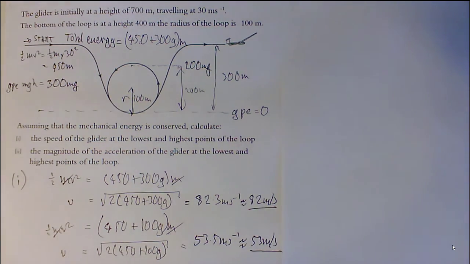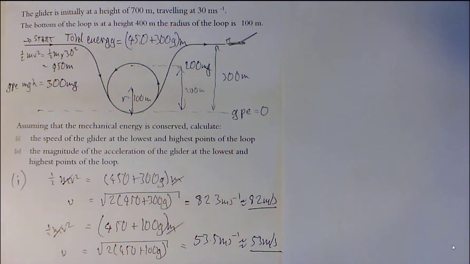So those are my answers for its velocity at the highest and lowest points. It's asking for speed. I guess these are horizontal velocities. Okay, speed, same magnitude, same numbers.